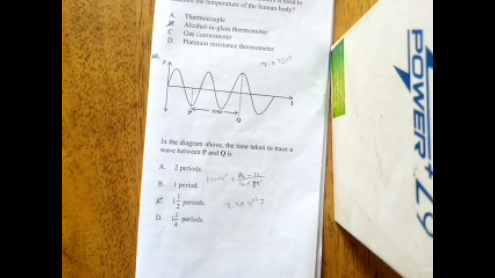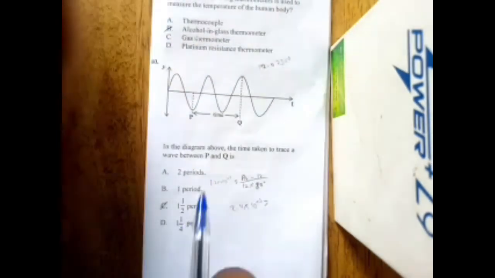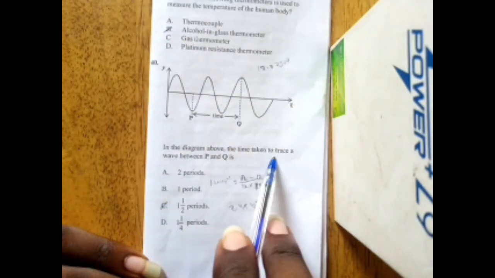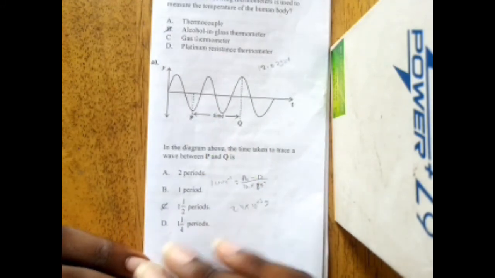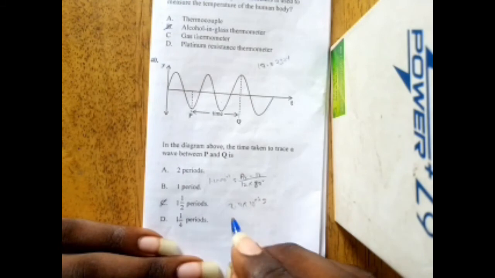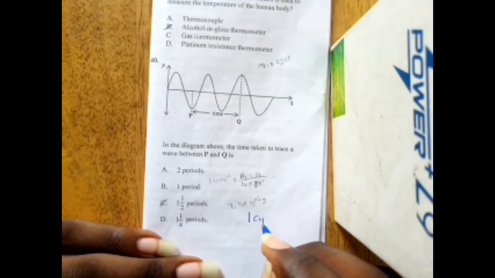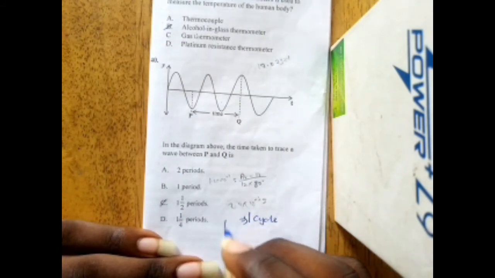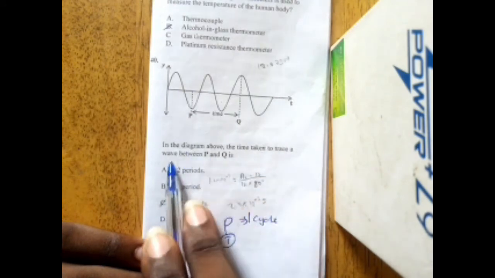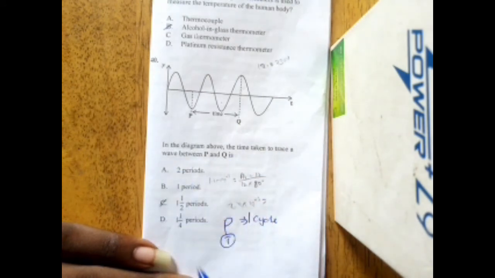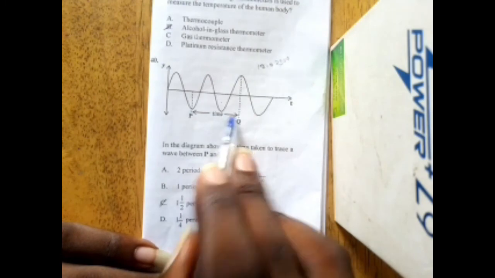So you have another question, question 40. In the diagram above, the time taken to trace a wave between P and Q is how many periods? Recall that a period is the time taken to complete one cycle. That is our period. The time taken to complete one cycle is a period. So the time taken to trace a wave between P and Q is how many periods now? Between P and Q, how many periods do we have?